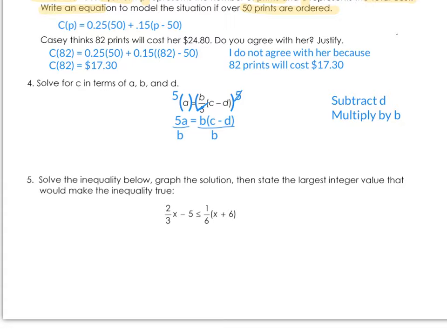And remember, we divide all terms by b, but there's really only 2 terms here because this is all one big term on the right-hand side. So b over b cancels. I'm left with 5a over b equals c minus d.